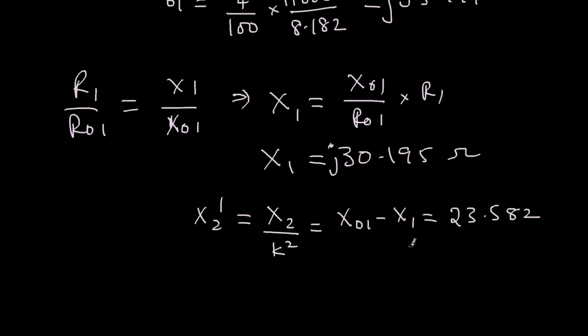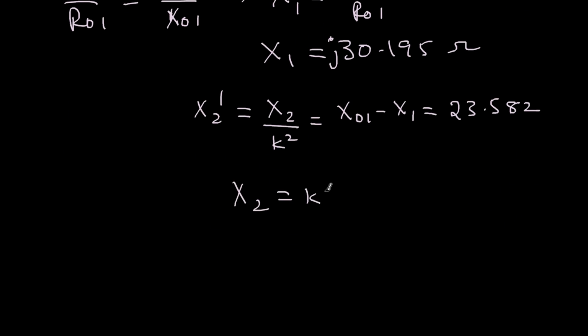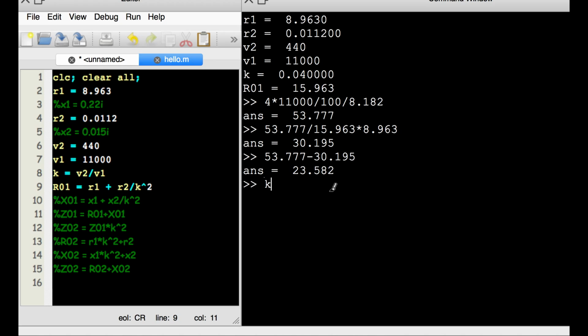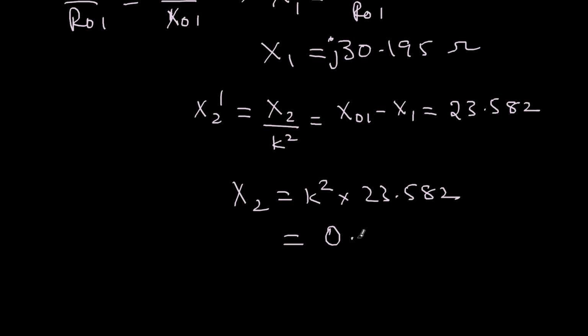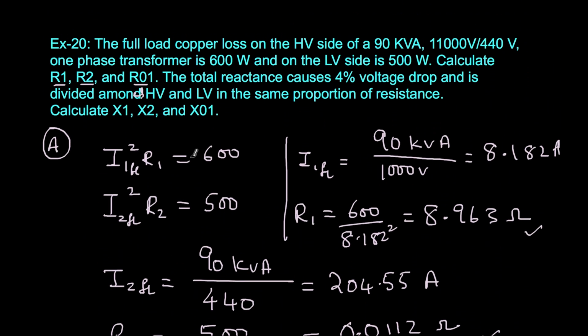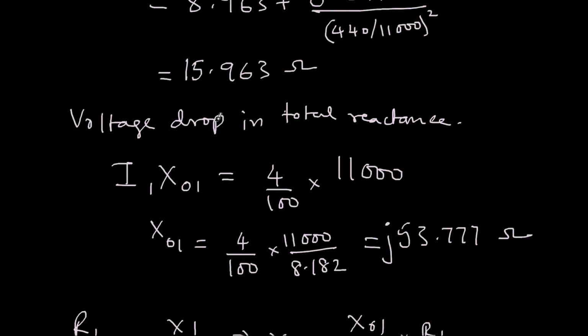Once I have this, now I can find x2. x2 is k square into 23.582. The k value we had already defined earlier. So k square into 23.582, I get 0.9433. This is my x2. So we have calculated x1, x2 and x01. So I have completely everything.